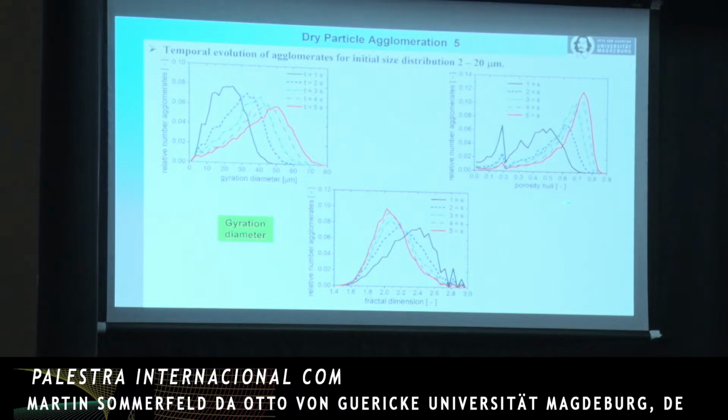This is the porosity of the hull, and the fractal dimension is reduced, of course, right? 3 is our sphere, 1 is our linear chain of particles, so the fractal dimension moves to around a mean value of 2. So I showed at the beginning a soot particle, fractal dimension somehow 1.8.